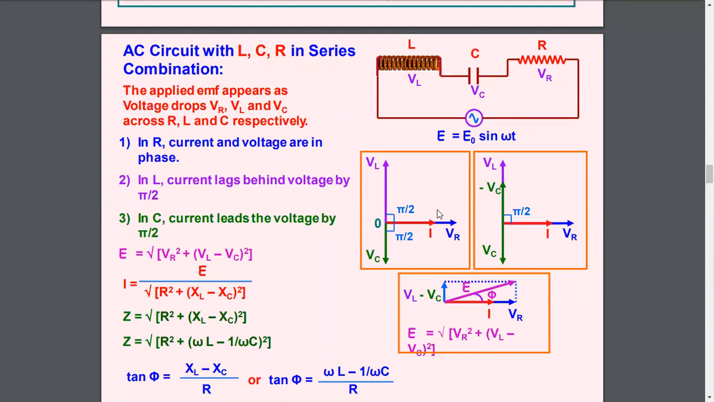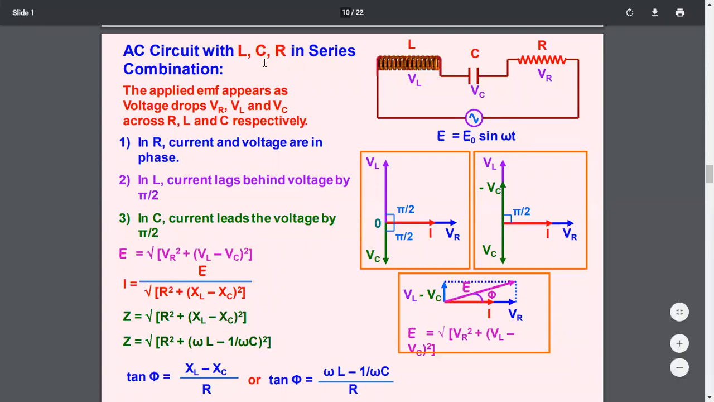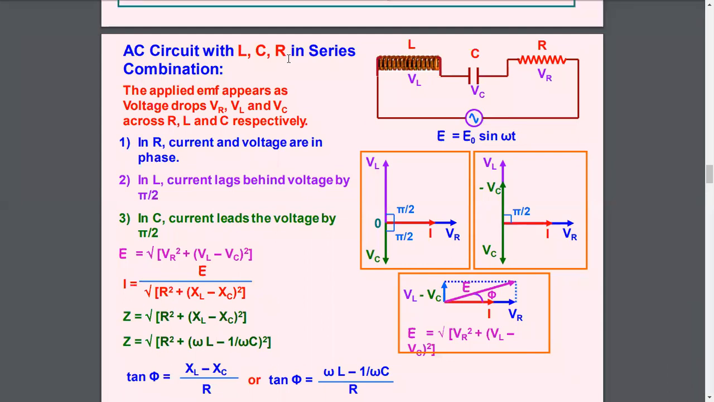So we have discussed all three circuits, and now we combine all three circuit elements together in series. So here we discuss the LCR circuit: an AC circuit with inductor, capacitor, and resistor connected in series with the AC source. Such a circuit is called an LCR circuit. An LCR circuit could be connected in parallel or in series, but in this class you will study only the series combination of inductor, capacitor, and resistors. The parallel combination is used for filter circuits, which is not in your syllabus. So we will focus on the series combination of inductor, capacitor, and resistor with the AC source.